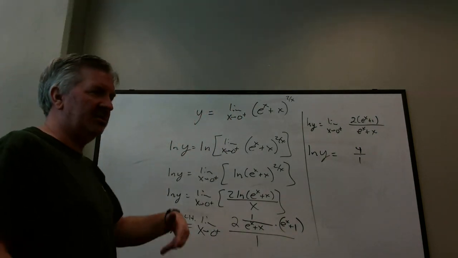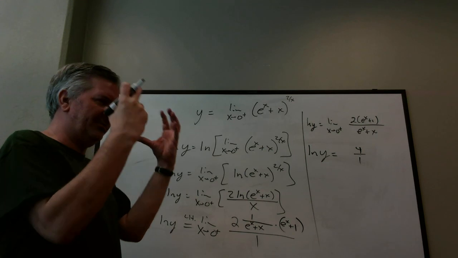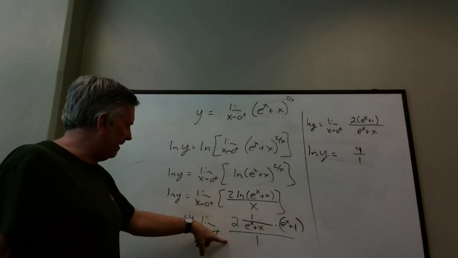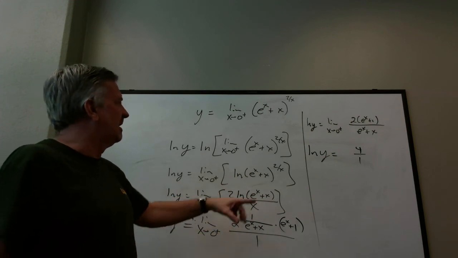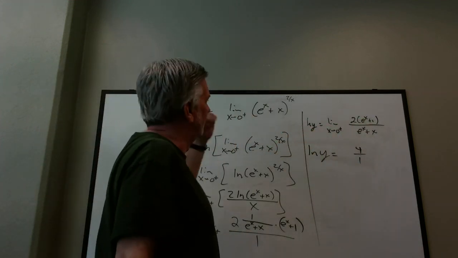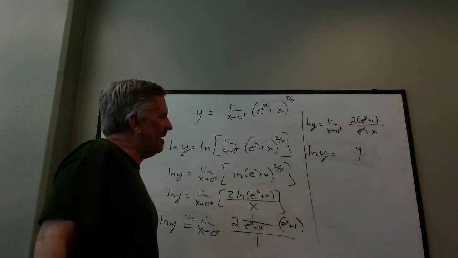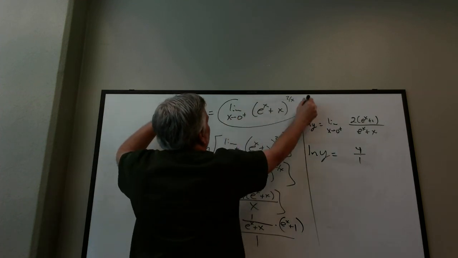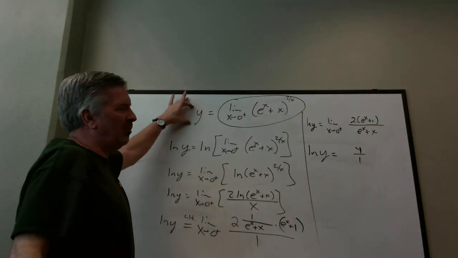Okay? So every time you use L'Hopital's rule, you have to stop and ask yourself, can I use it again? We could use it to go from here to here because we had a 0 over 0 form. You can't use it here because it's not 0 over 0 or infinity over infinity. So notice what we have is natural log of y is 4. I called y the limit we're trying to find.